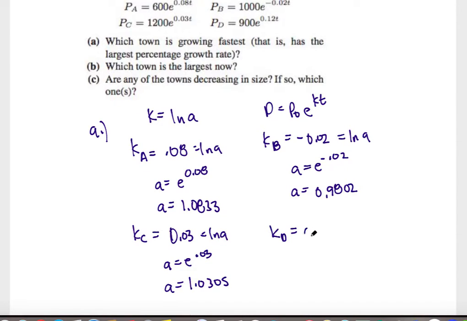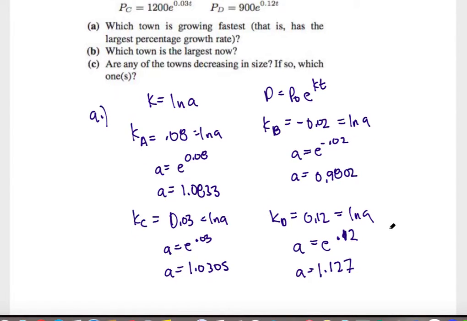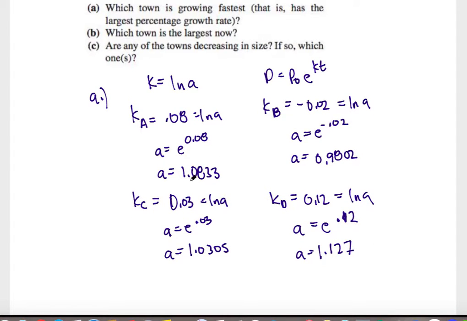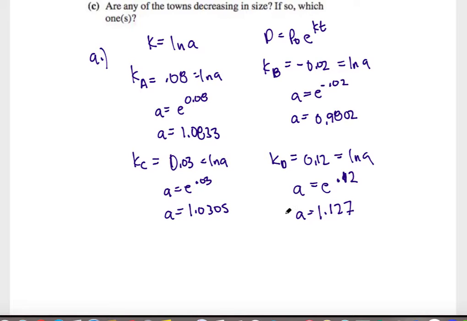And then for D, we have kD equal to 0.12, which is equal to ln of a. Therefore, a is equal to e raised to the 0.12. So that gives us an a value of 1.127. So at this point, we want to know which is growing the fastest. So out of all of these, the most positive a will give us the biggest r. So that means that D is growing the fastest.